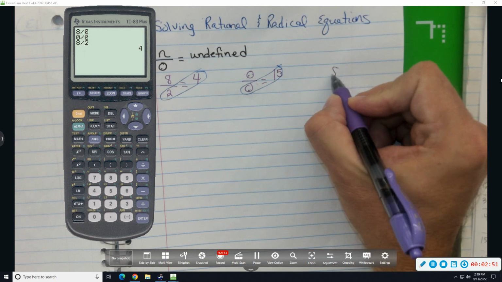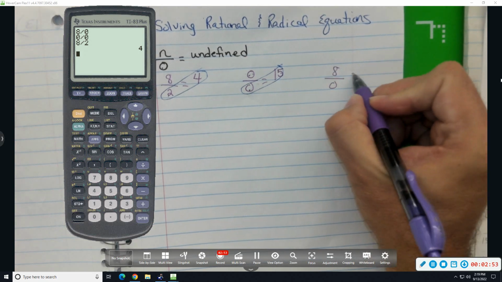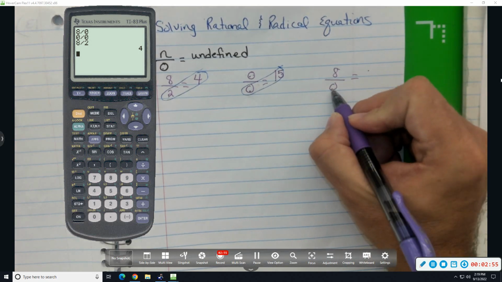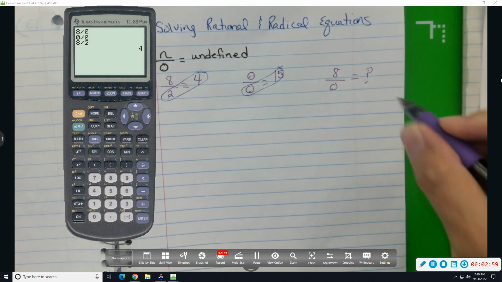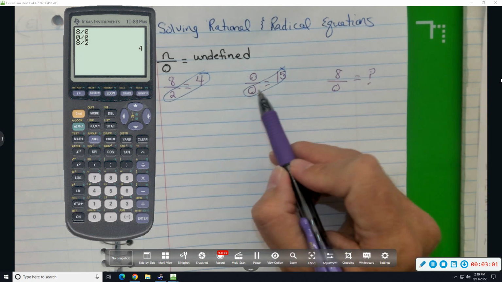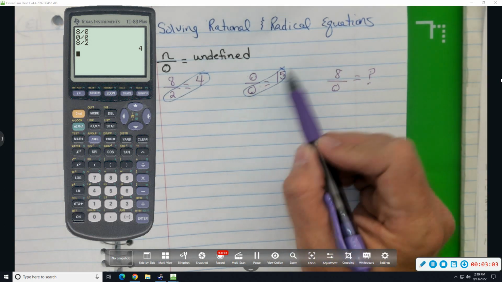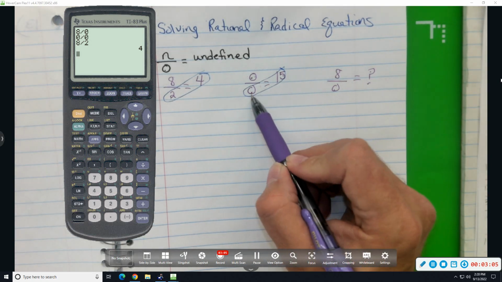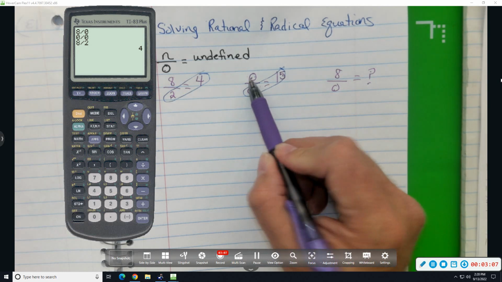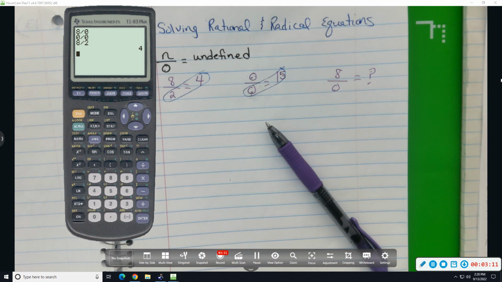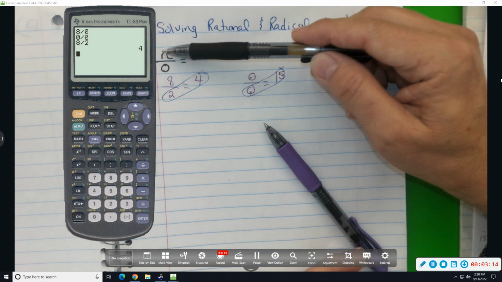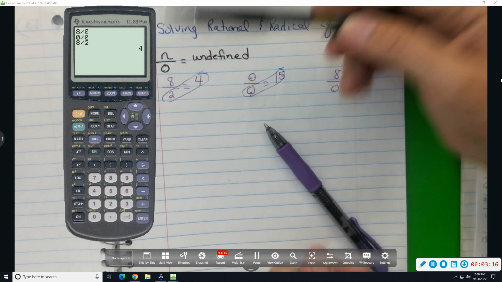If you had something like 8 divided by 0, there's nothing that you can multiply by 0 to get 8. So there's no answer here. Whereas over here, there'd be infinitely many answers. 0 over 0, any number times 0 gives 0. So, there's one other thing.